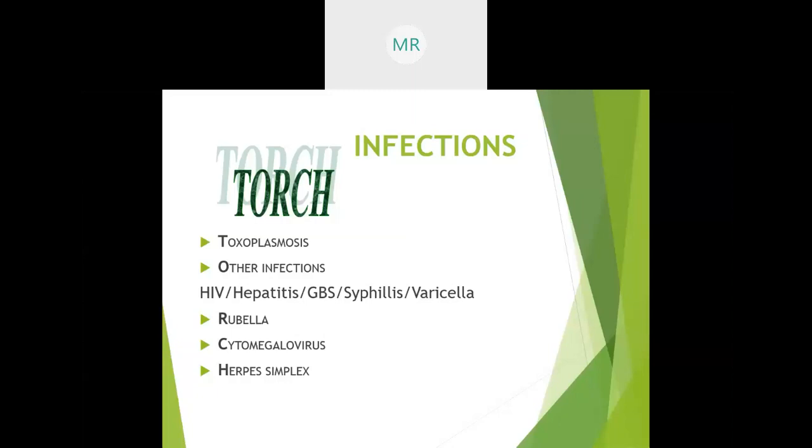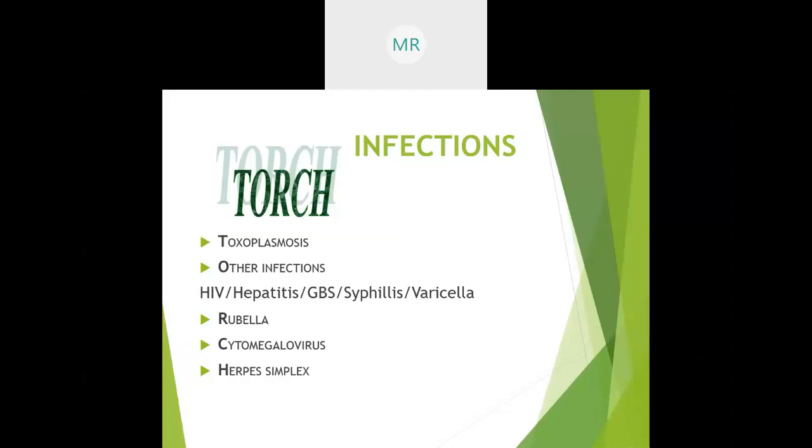O, for other infections, here's where we have HIV, here's where we have hepatitis, here's where we have GBS. Now, GBS is famous. You'll hear about GBS when I'm doing the labor and delivery lecture. It's group B streptococcus. It causes preterm labor, premature rupture of membranes, and it also causes UTIs, urinary tract infections, when you're positive for GBS.